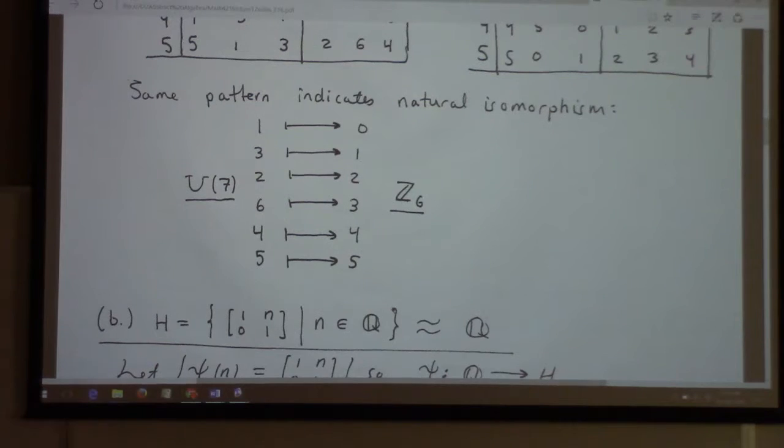But anyway, that's the natural isomorphism here: 1 to 0, 3 to 1, 2 to 2, 6 to 3, 4 to 4, and 5 to 5. And the fact that that's an isomorphism is revealed by the fact that the Cayley tables look the same. But I much prefer the argument that these are both cyclic groups of order 6, as it is by far more efficient.